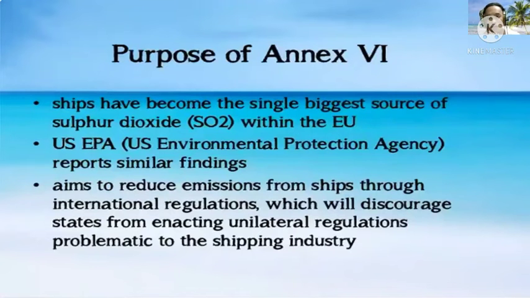And let us talk about the purpose of the Annex 6. So what is the purpose of Annex 6? Ships have become the single biggest source of sulfur oxide emission. Within the EU, Europe, the US EPA, which stands for the US Environmental Protection Agency, reports similar findings. So the purpose of Annex 6 is to reduce emissions from ships through international regulations, which discourage states from enacting unilateral regulations problematic to the shipping industry. So that is the purpose of Annex 6.